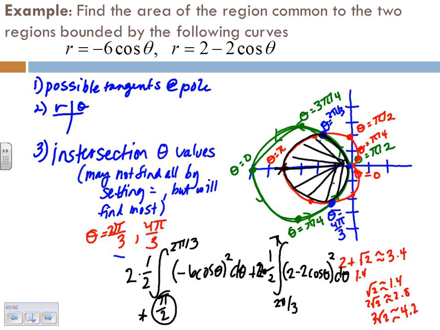Sometimes tangents help with symmetry, sometimes they're just tangents at the pole, sometimes they help with loops. Not always. If they're tangent at the pole, then they're probably not going to help. So you just have to practice.